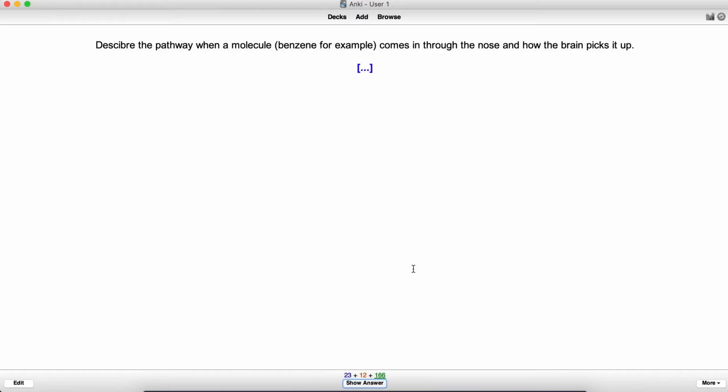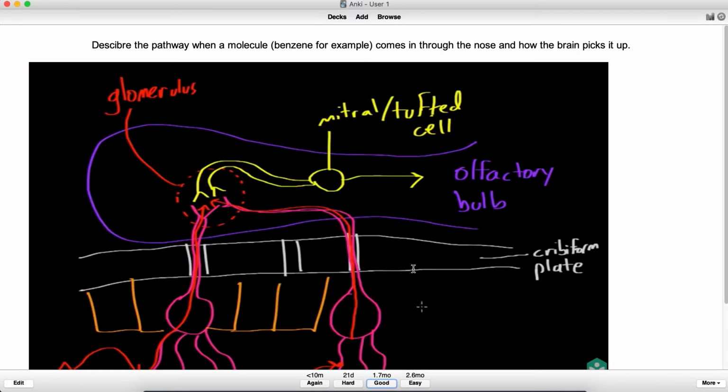Describe the pathway a molecule takes into your nose and how the brain picks it up. So benzene, if it's an odor molecule, will bind to receptor cells on the olfactory epithelium. That sends a signal through the cribriform plate into the olfactory, I think it's called, glomerulus, which is a region containing mitral cells and tufted cells. And those will send action potentials to the brain, but I totally mixed it up.